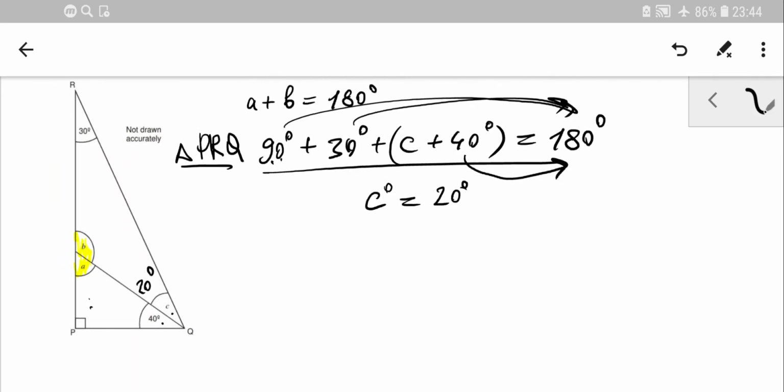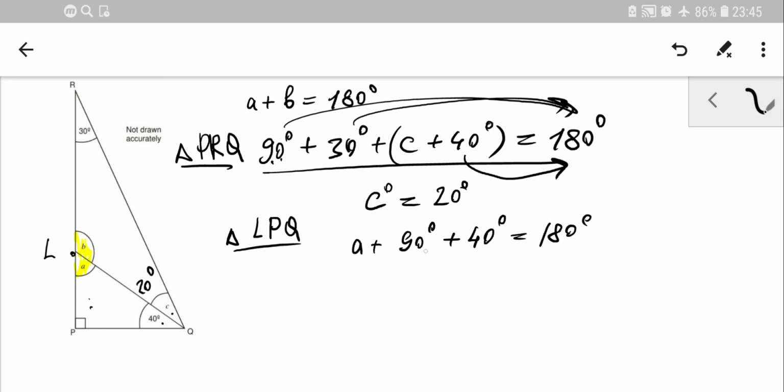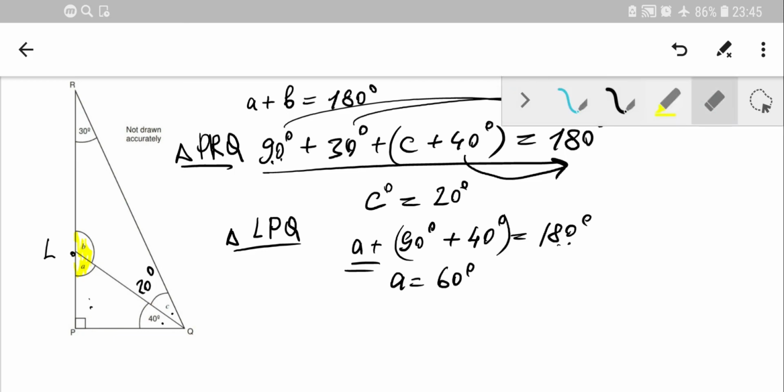Next one. We know in a smaller triangle, I put the letter L, and let's consider triangle LPQ. So what we know about the angles again, if we add A, 90 degrees and 40 degrees, we'll get 180 again. So from here, A is simply the difference between 180 and this sum. So 180 minus 90 is 90, 90 minus 40 is 60 degrees. All right, so we know that angle A is 60 degrees.